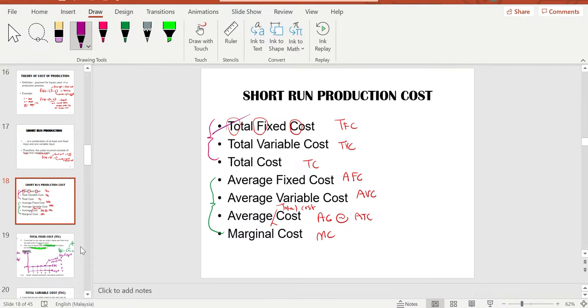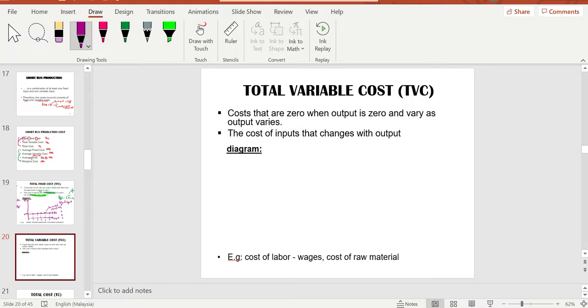Okay, next we go for the second one, which is variable cost. The cost that are zero when output equals to zero. Ingat variable cost adalah cost kepada input yang berubah, variable input. And contoh variable input in production adalah labor ataupun raw materials. Sebab dia akan berubah-ubah mengikut berapa yang kita nak hire, berapa kita nak beli, berapa kita nak hasilkan, right? So kalau seorang labor upah 50, dua orang dia akan naik ke 100, depending on the type of labor kan.